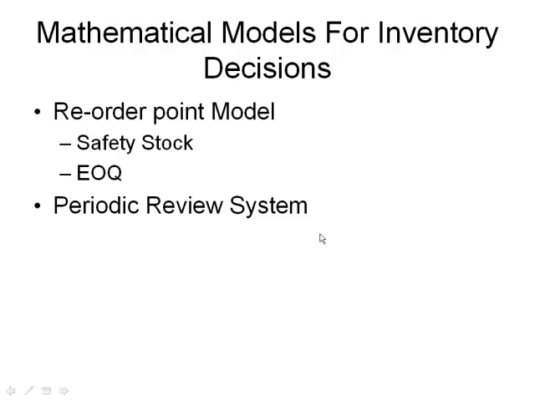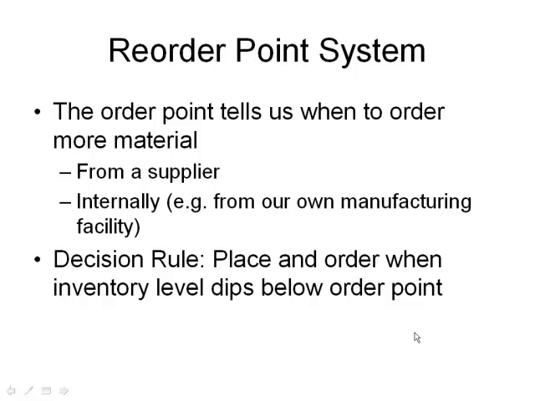When we talk about the reorder point model, we'll talk about two concepts that are related. One is the concept of safety stock, and one is a concept called economic order quantity. The first system or model that we'll talk about is called the reorder point system or the reorder point model. And the reason it's called that is because the reorder point is the point when we should order more material. When I say the point, I mean the point in time, or more precisely, the inventory level of that item that should trigger a reorder of more of that material.